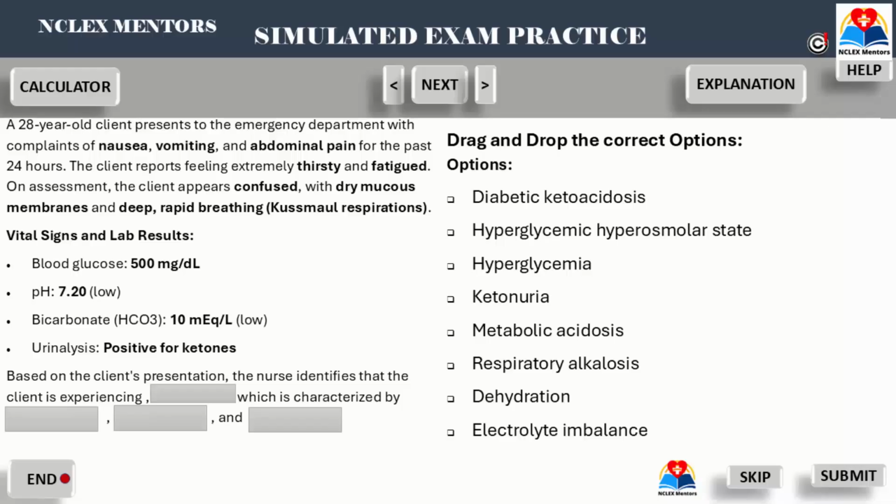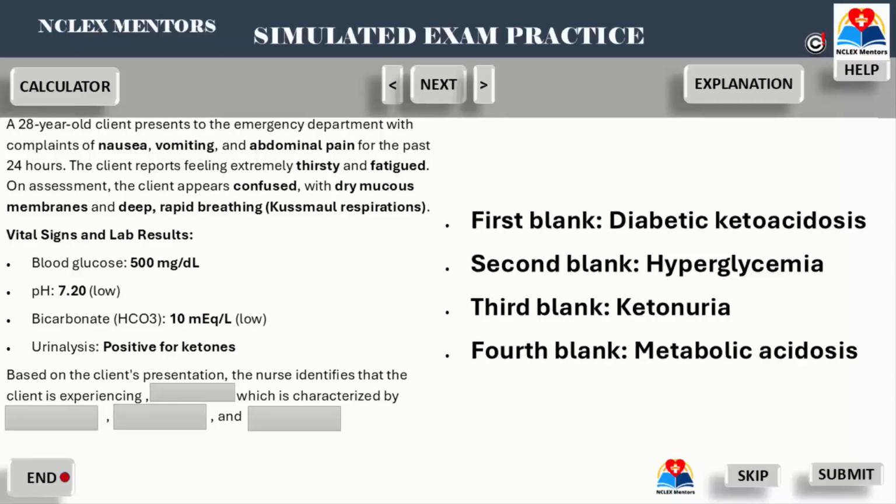Now, based on this information, what condition does this client have? Think carefully. The correct answer is diabetic ketoacidosis, or DKA. Now let's break down why.